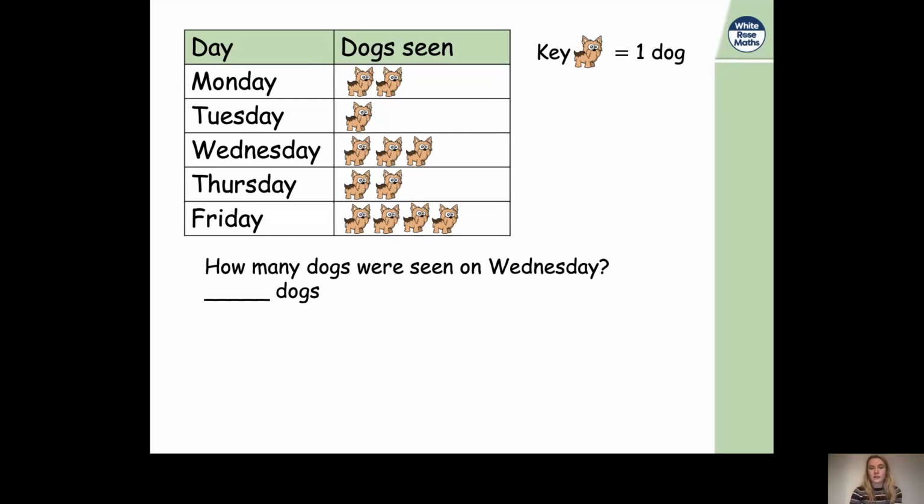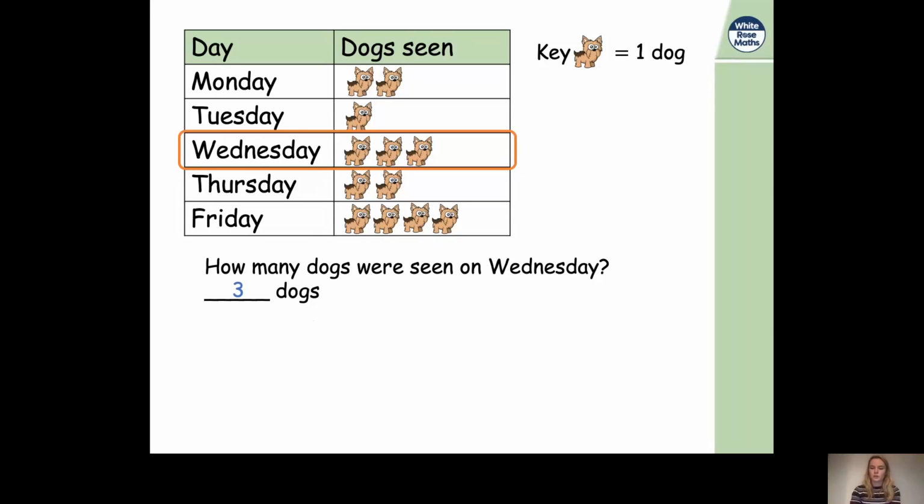Okay, so we need to look at the data that we've got for Wednesday. So let's circle the row for Wednesday. Okay, so we've circled the row for Wednesday. Now, how many pictures of dogs have we got here? Yes, we've got 3. 1, 2, 3. And how many dogs does each picture represent? Yes, each picture represents 1 dog. So therefore, 3 pictures of dogs is going to represent 3 dogs because the first dog represents 1 dog, the second represents 2, and the third represents 3. So there you go. 3 dogs were seen on Wednesday.